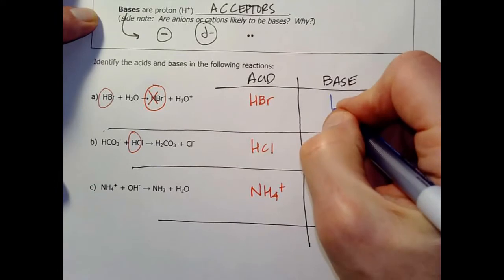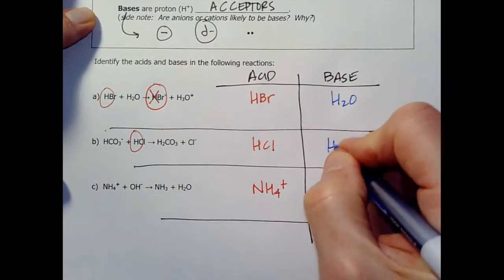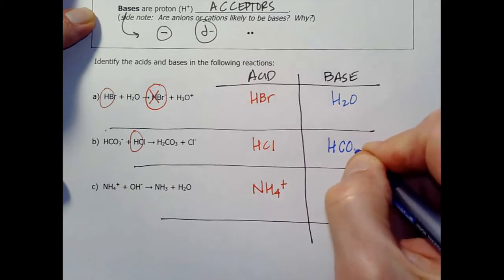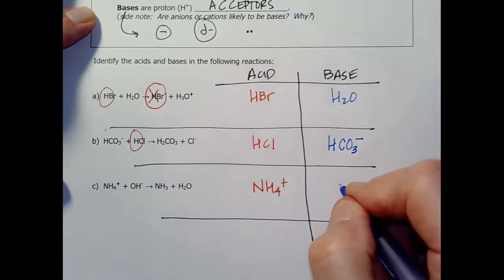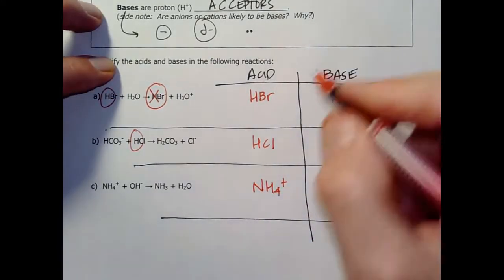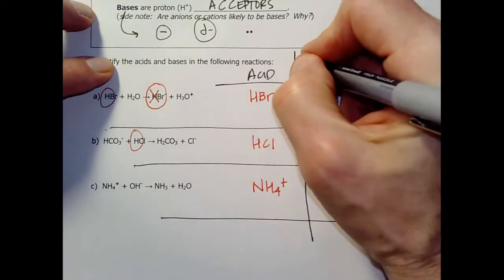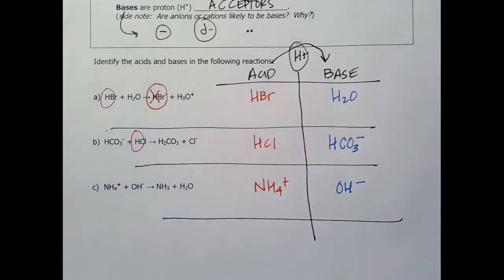The base, H2O in that case, the base, HCO3 minus, bicarbonate, hydrogen carbonate. And here the base is that. And again, all we're looking for is an H plus going like that.